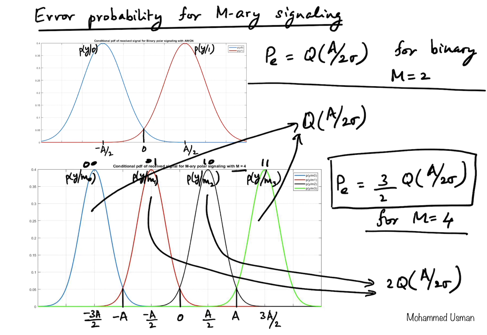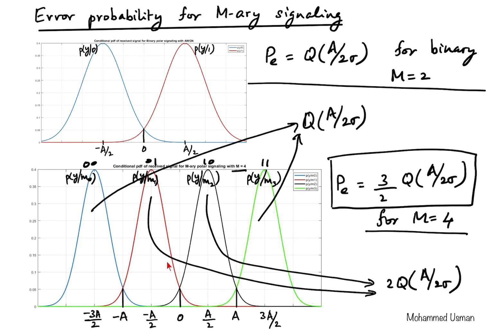And since m is restricted in its values to be a power of 2, after 4 the next higher value of m is going to be 8. So when we have 8 symbols being transmitted, each symbol will be 3 bits long. Instead of 0 0, it will be 3 bits long: 0 0 0, 0 0 1, 0 1 0, and so on. Each symbol will have a length of 3 bits, but the pattern is going to be the same.